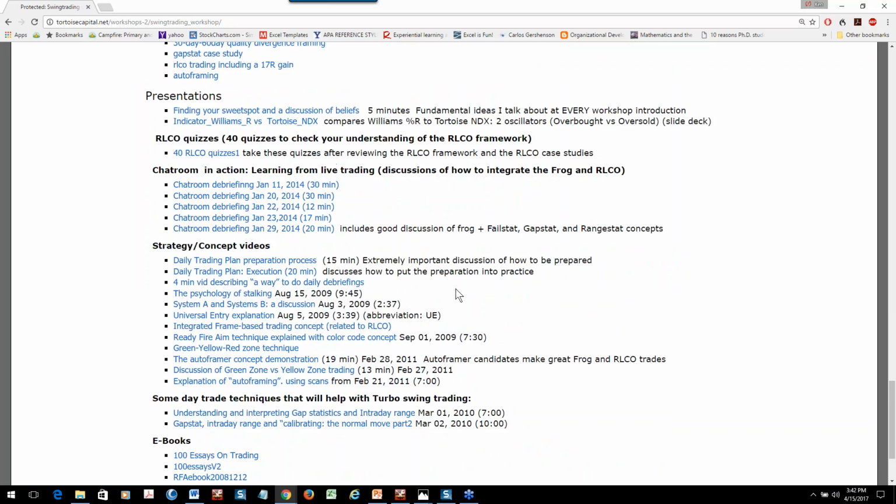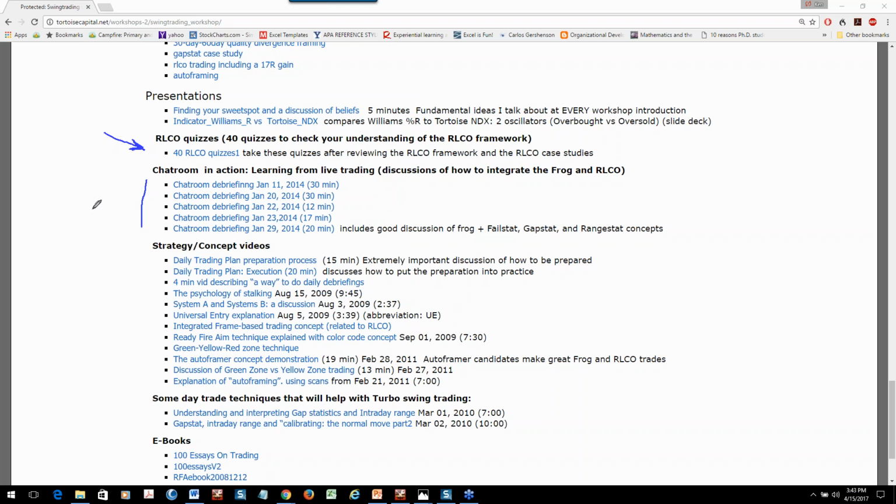These next sections, these quizzes are very effective in helping you check your own learning on RLCOs. I've marked up a bunch of different trade frames and setups and management, and you can take those quizzes and then look at the solutions to check your own learning.